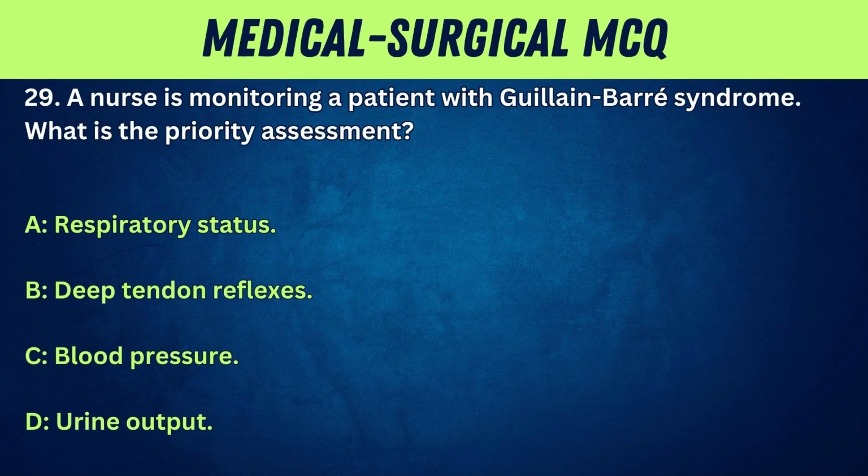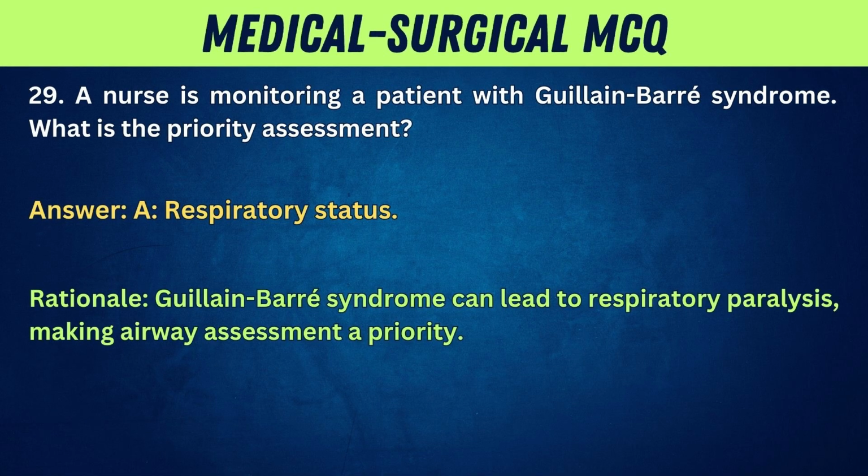29. A nurse is monitoring a patient with Guillain-Barré syndrome. What is the priority assessment? A. Respiratory status. B. Deep tendon reflexes. C. Blood pressure. D. Urine output. Answer: A. Respiratory status. Rationale: Guillain-Barré syndrome can lead to respiratory paralysis, making airway assessment a priority.